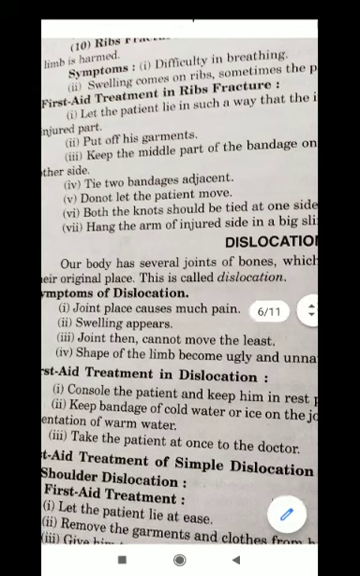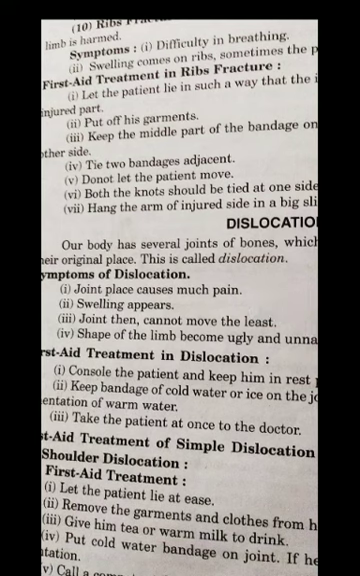Symptoms of dislocation. The joint place causes much pain, swelling appears, the joint cannot move in the least, and the shape of the limb becomes unnatural. First aid. Console the patient and keep him in a rest position. Put a bandage of cold water or ice on the joint. If cold water does not work, give fermentation of warm water. Take the patient at once to the doctor.